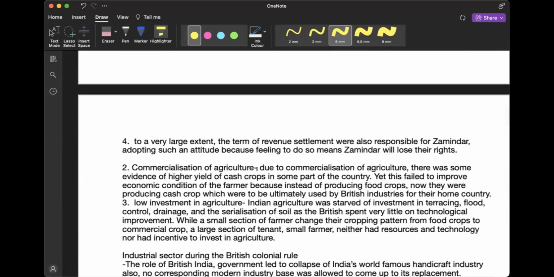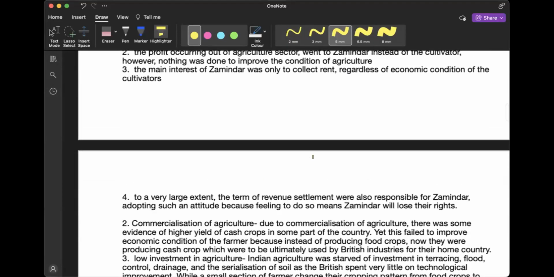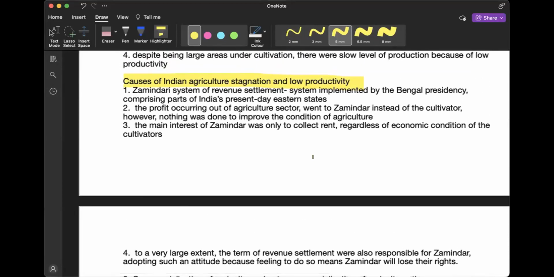And then the fourth one: to a very large extent, the terms of revenue settlement were responsible for the zamindars adopting such an attitude. So what happened? The Britishers hired these zamindars and told them what they had to do. If they failed to do so, they would have to pay on behalf of the cultivators, or they would be removed from their position. So that's why they were very strict toward people. They didn't know whether you are earning well or not. You have to give the tax, no matter what your economic condition is. That is the reason why Indian agriculture was stagnant and productivity was low.